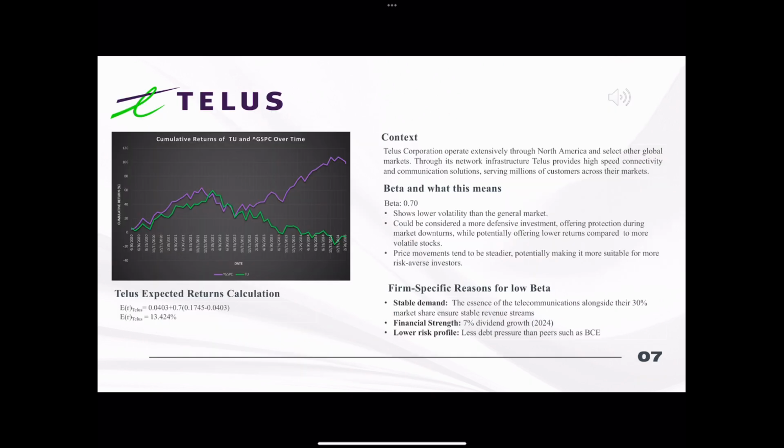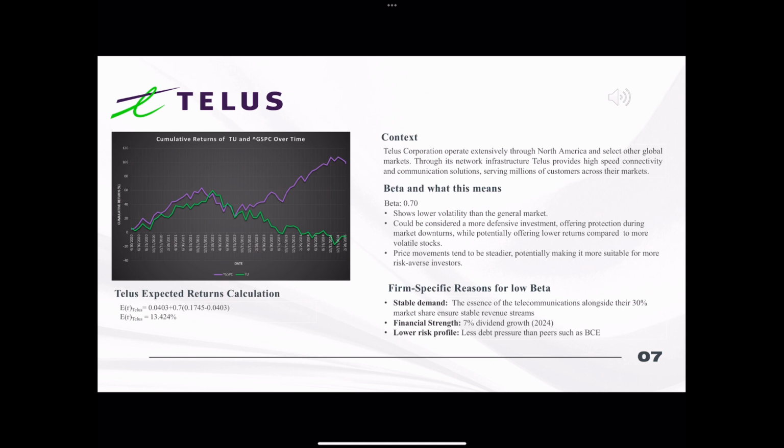Telus Corporation is a leading telecommunications provider in North America, offering essential connectivity services. Because telecommunications is considered a necessity, Telus experiences stable demand, which contributes to its low beta of 0.7. A beta below 1 indicates lower volatility than the overall market, making Telus a defensive investment. While it may not see dramatic spikes in bull markets, it tends to be more resilient during downturns.